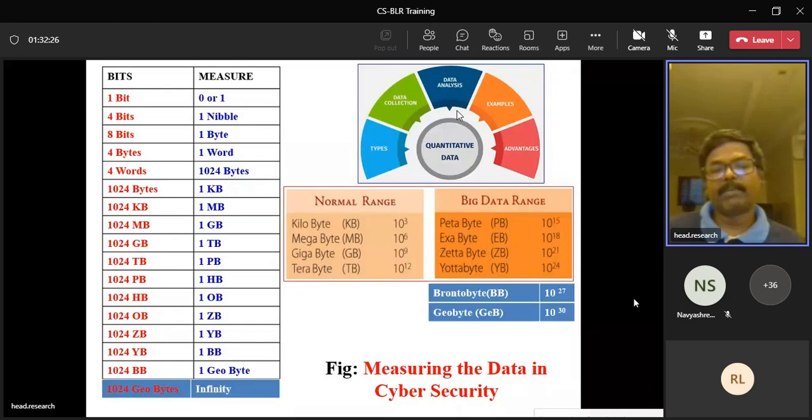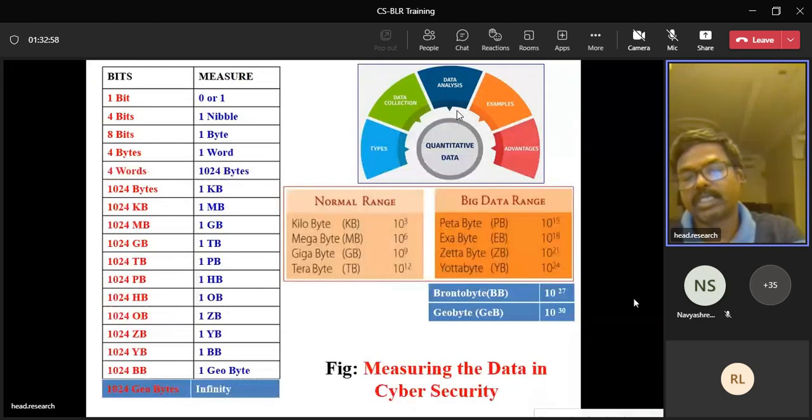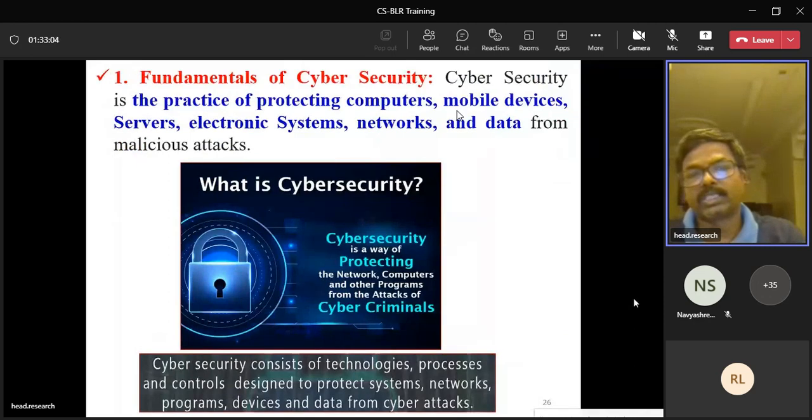If you see the same measurement in mathematical terminology, kilobyte is 10 power 3, megabyte is 10 power 6, gigabyte is 10 power 9, terabyte is 10 power 12. Big data range: petabyte is 10 power 15, exabyte is 10 power 18, zettabyte is 10 power 21, yottabyte is 10 power 24. This is the way we are measuring the data in cyber security. Wherever data is there, there are security issues.